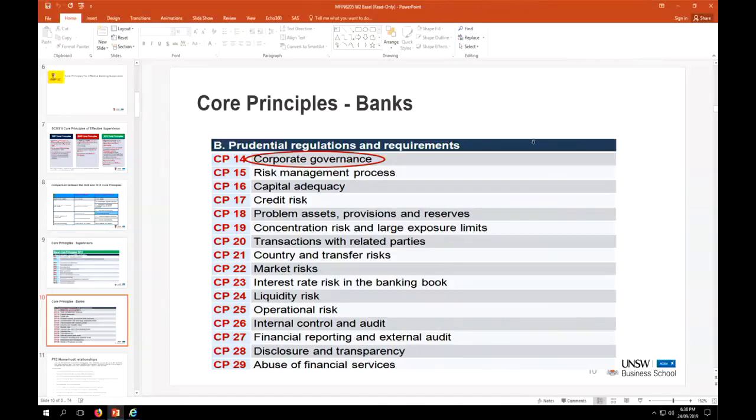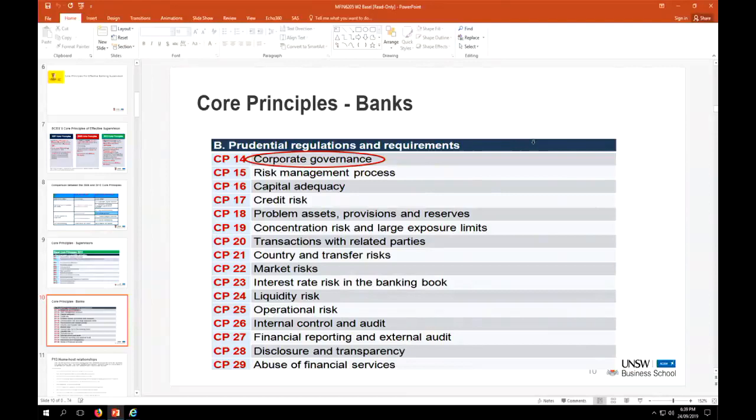Country and transfer risks. So that's just part of credit risk. Market risk, how to manage market risk. Interest rate risk in the banking book. And again, you can see what the terminology is and how it comes. So in Australia, we have a prudential standard that is called interest rate risk management in the banking book. Liquidity risk, operational risk, internal control and audit, financial reporting and external audit, disclosure and transparency, and then the last one, abuse of financial services.